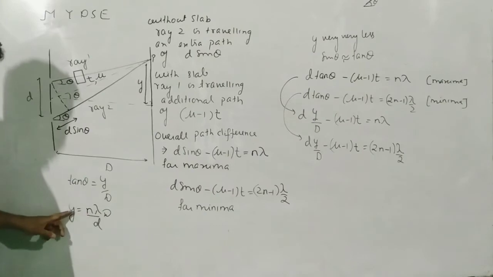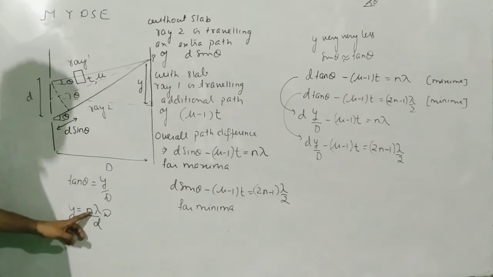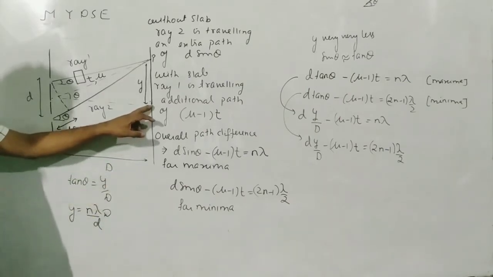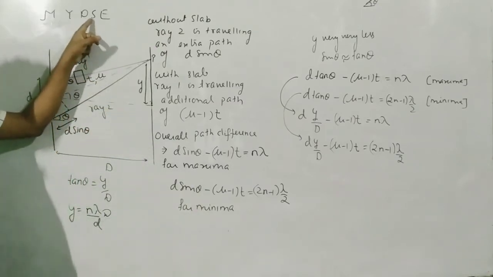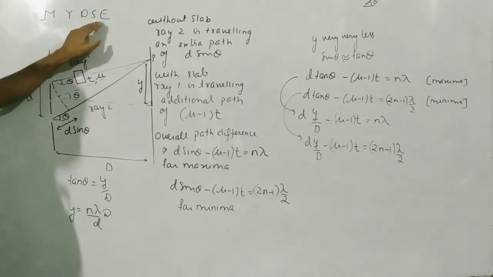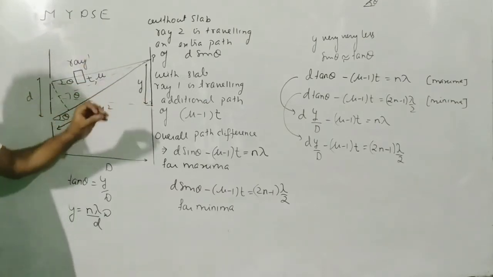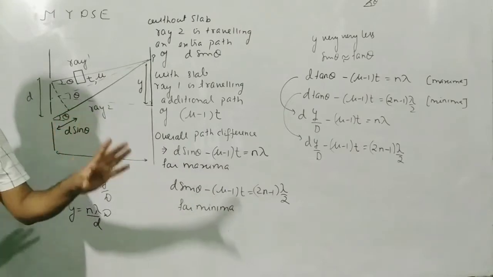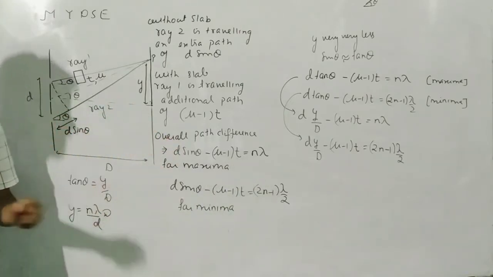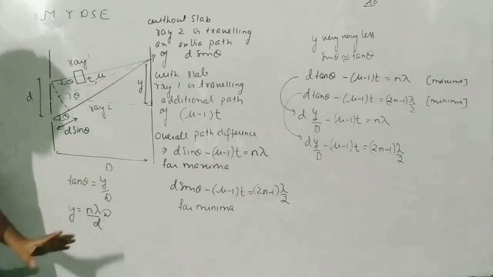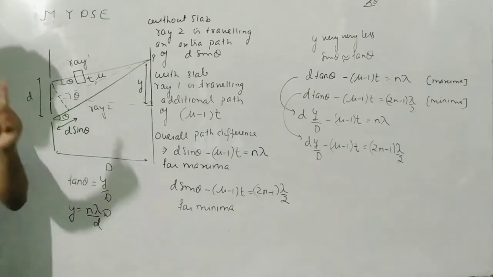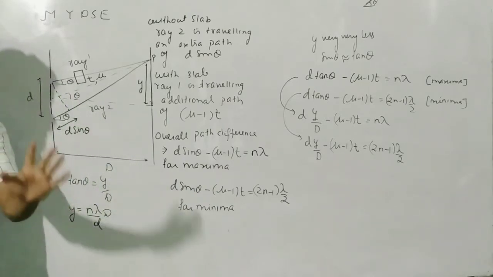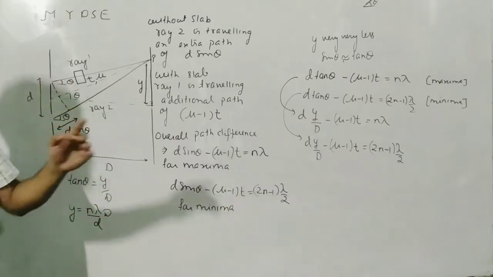So when I put the value of y equal to 0, that means at the center, now y can be 0 only when your n is equal to 0. So in YDSE, listen to this very carefully, in YDSE, not MYDSE, the center of the screen was always occupied by the zero order maxima. Correct? We call that the central maxima. So zero order maxima was the central maxima in YDSE.